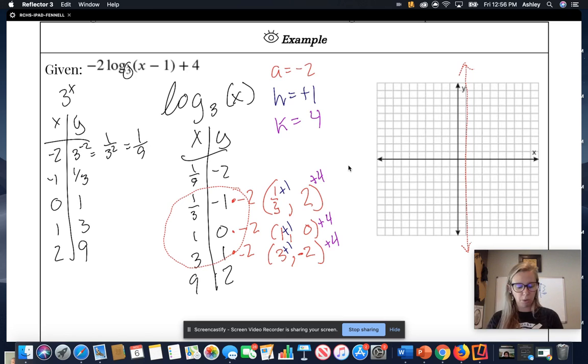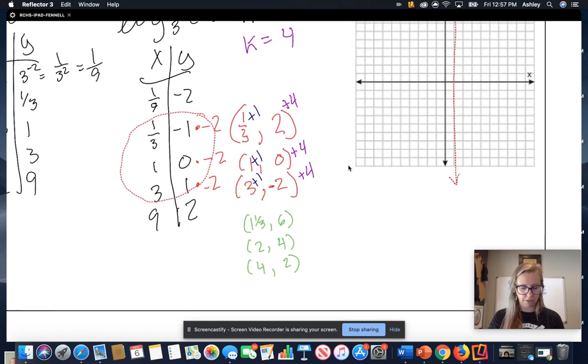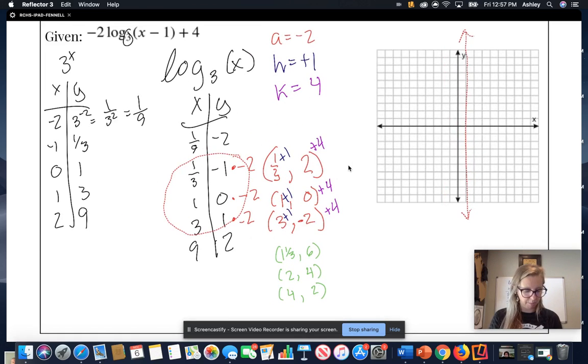Okay, so my new transformed points, let's do those in a new color. Let's do green for my transformed points. So our new point is 1/3 + 1, so 1 1/3, and then 2 + 4 is 6. So my transformed first point is 1 1/3 and up 6. Next point's going to be slightly easier to graph, is going to be 2 and then 4. And then we're also going to have 4 and +2. So let's go over to our graph and see what we get when we graph these points.